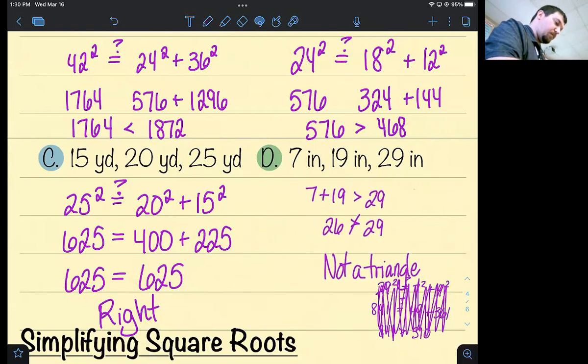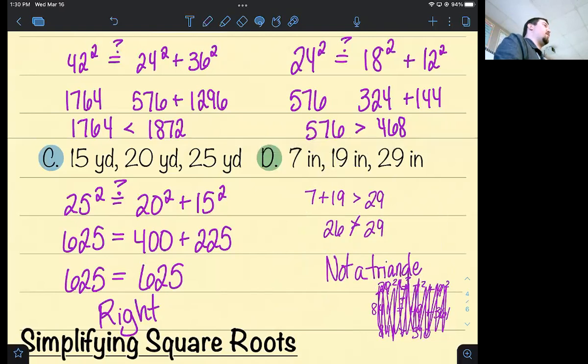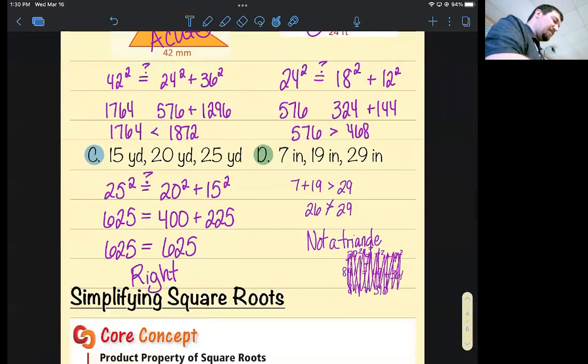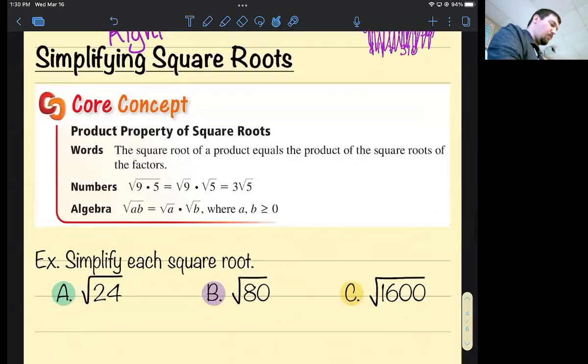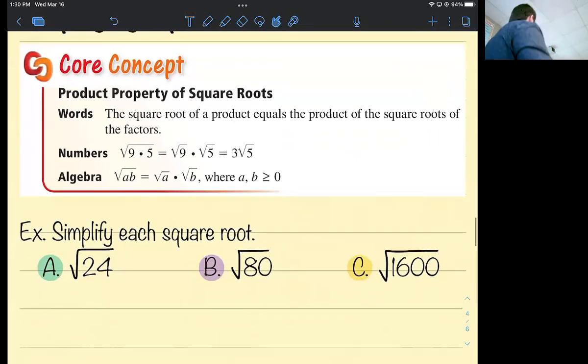Okay. So that was the geometry part of the homework. Let's get into the algebra 1 part of the homework. Simplifying square roots. The square root of a product equals the product of the square roots of the factors. Meaning, if I had the square root of 45, I could say that's the same as the square root of 9 times the square root of 5. Whatever's under the square root symbol, you're allowed to multiply those things together.